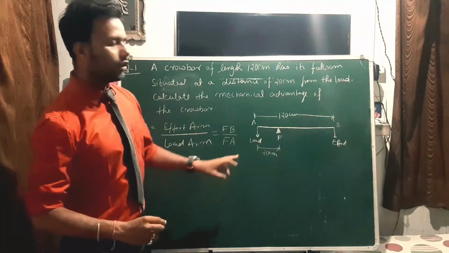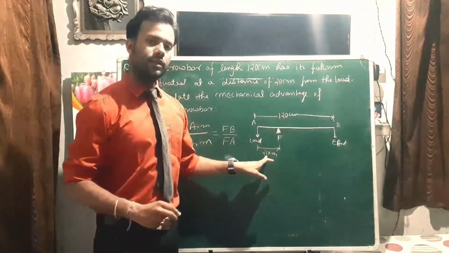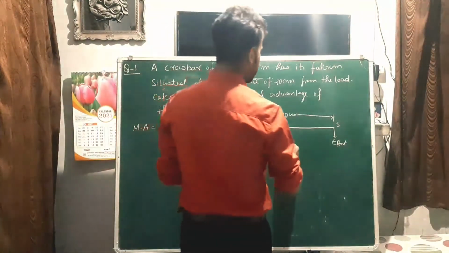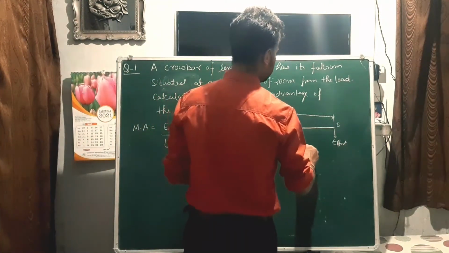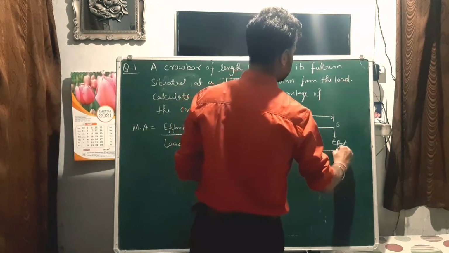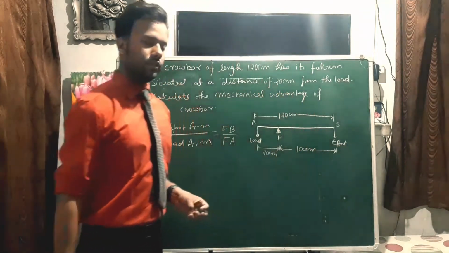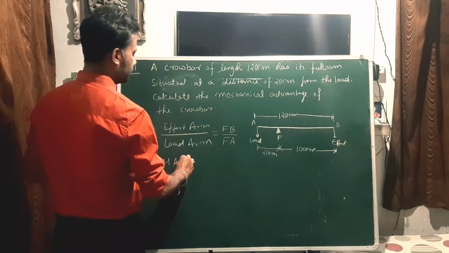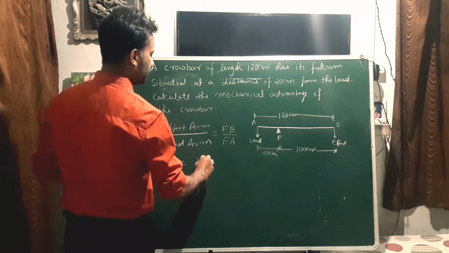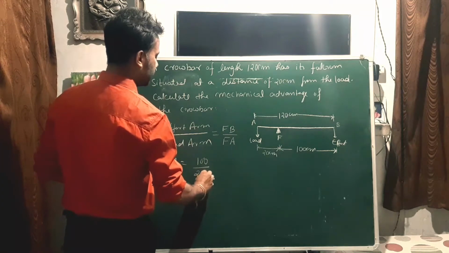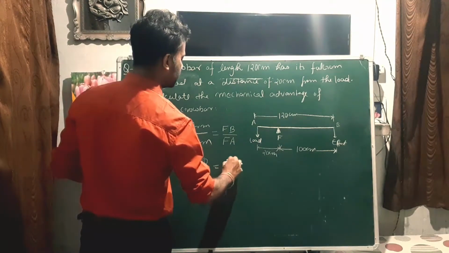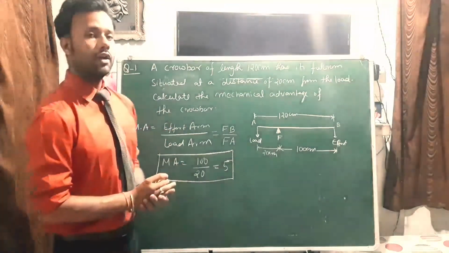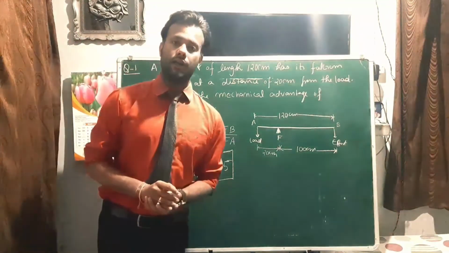The distance between the load and fulcrum is given, that is 20 centimeters. So obviously the distance between fulcrum and effort will be 100 centimeter, right? So the mechanical advantage is equal to 100 divided by 20, which is 5. So the answer of this question is 5. The mechanical advantage of this crowbar is 5.